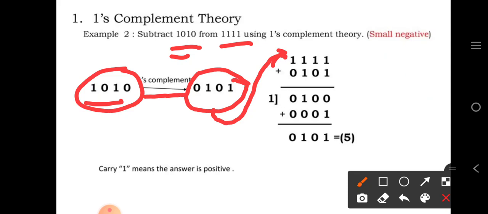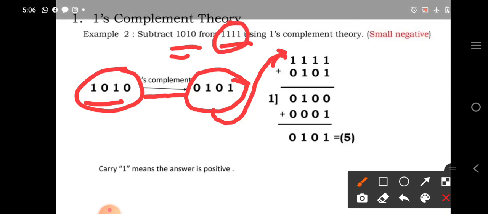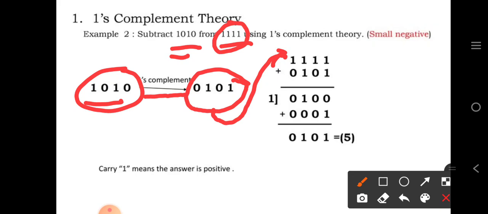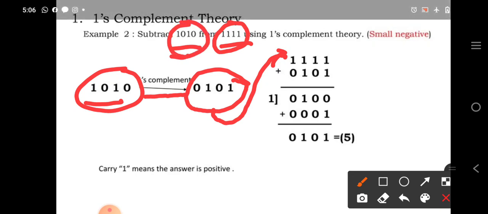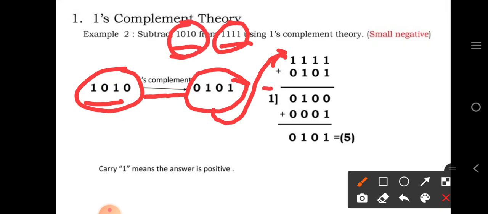So here 1111, that is the second binary number, plus the negative of the first number, that is 0101. After adding these two numbers, what will you get? 1 plus 1 is 0, carry 1. Again 1 plus 1 is 0, carry 1. Now 3 times 1, 1, 1, 1 means you will get 1 in the output and carry 1. 1 plus 1 is 0 and carry 1. This is the carry bit. Okay.